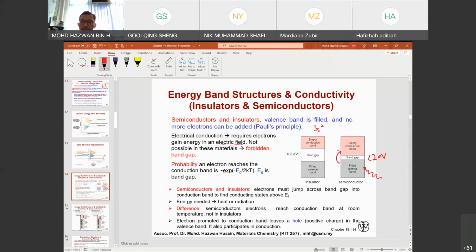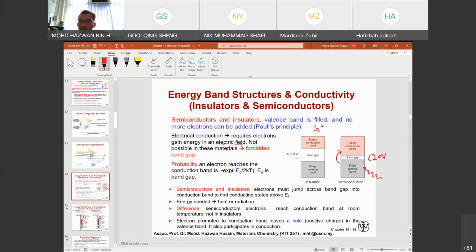So what is the difference between insulators and semiconductors? It is as simple as looking at the band gap. In semiconductors, electrons reach the conduction band at room temperature. Meanwhile, for insulators, they do not. An electron promoted to the conduction band leaves a hole, a positive charge, in the valence band. So it also participates in conduction.